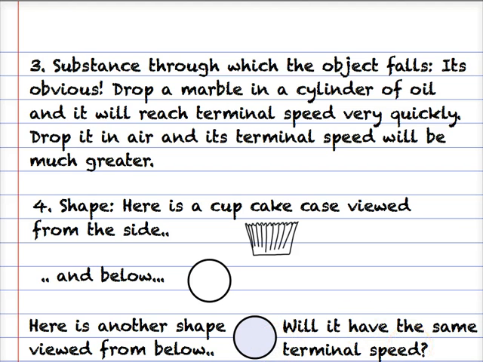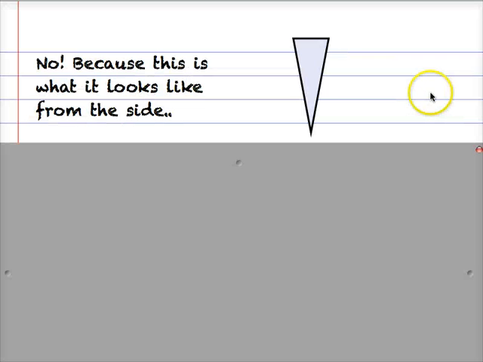Well, it looks the same. But let's have a look at a side view. The side view is very different to that of a cupcake case. This looks like a spearhead. And it's not going to have the same terminal speed because of this shape. So the shape of the object is very important.